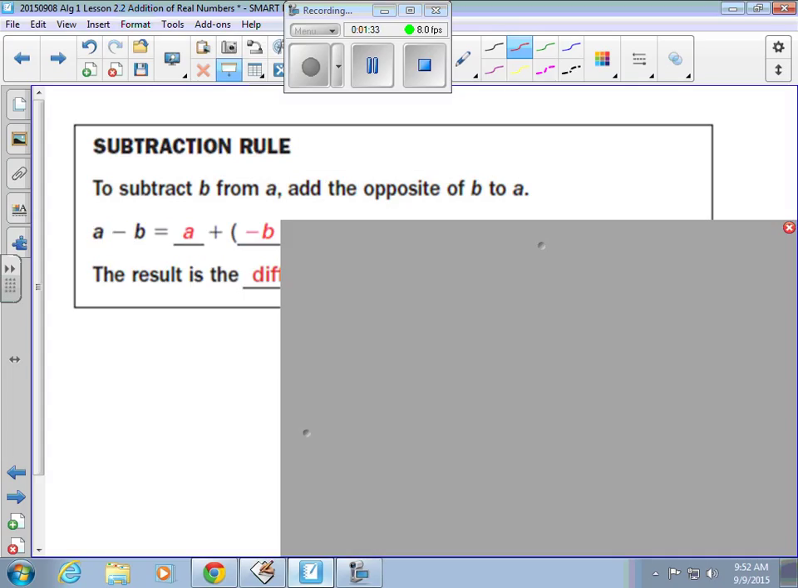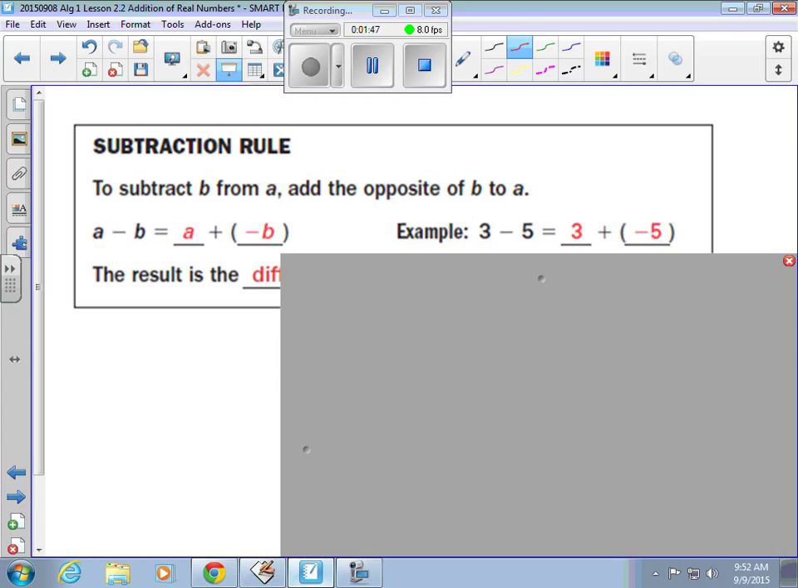Here's the subtraction rule. It says to subtract b from a, add the opposite. And again, here's your keep, change, keep, change, or whatever all that stuff is. This is what it means. Add the opposite. The reason we do this is so we can follow the same rules with addition and subtraction. So a minus b is the same thing as a plus a negative b.